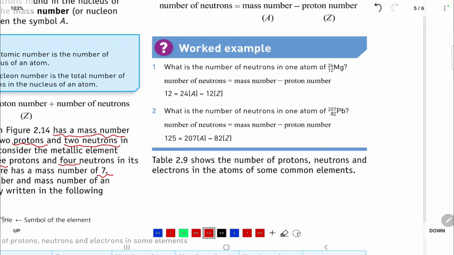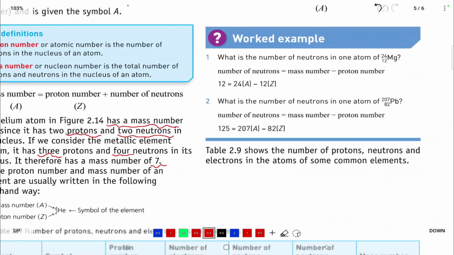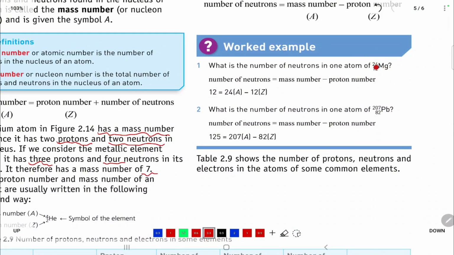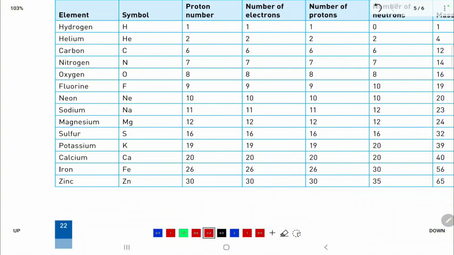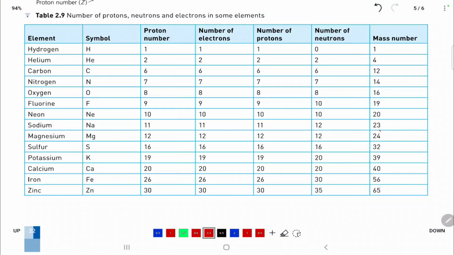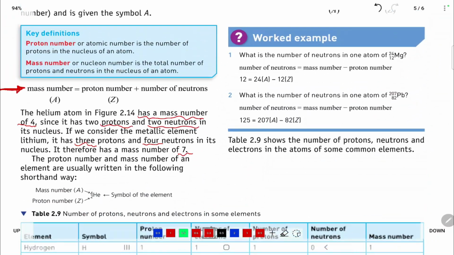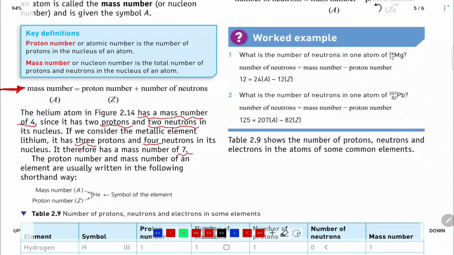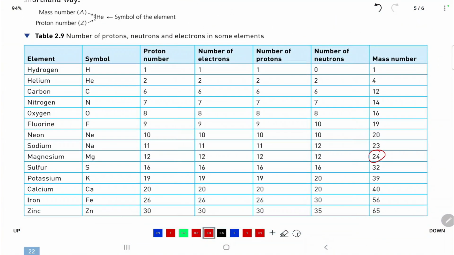Now we will go through one example to solve. This is worked example number 1. What is the number of neutrons in one atom of Mg, which is magnesium? Mg is 24 over 12. If you come here, this is the mass number, 24, and the 12 is the proton number.